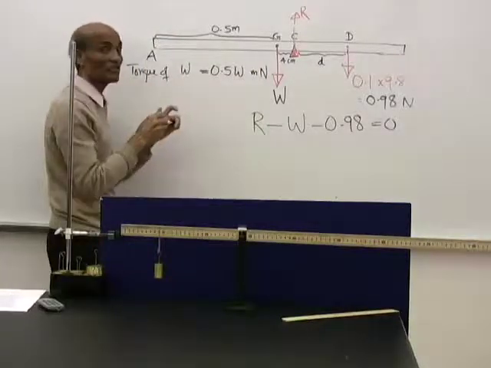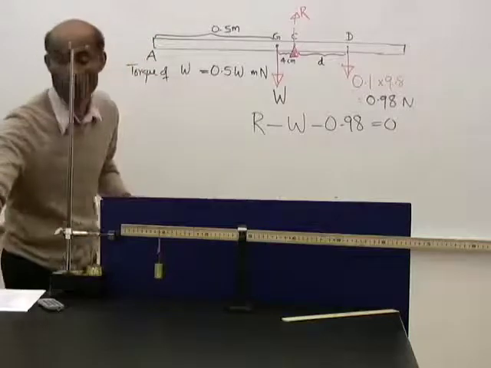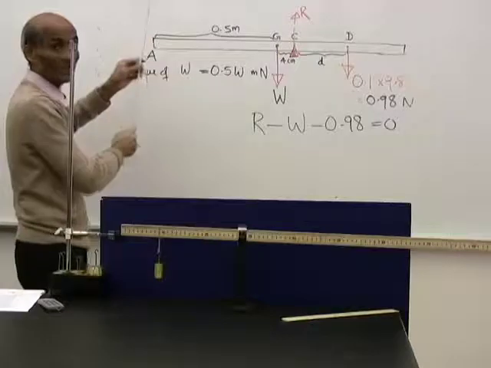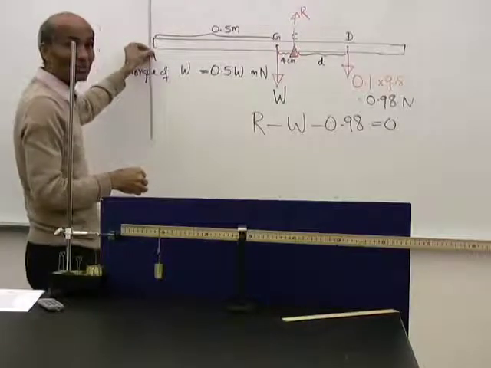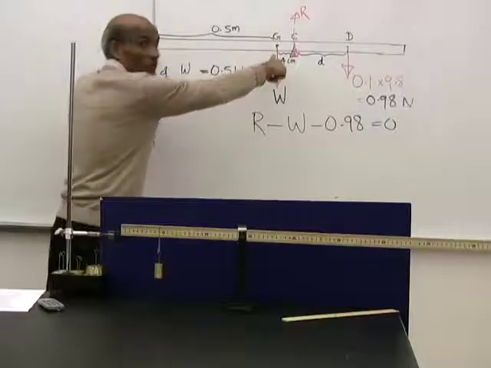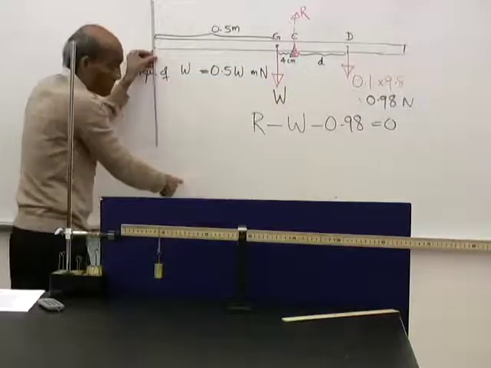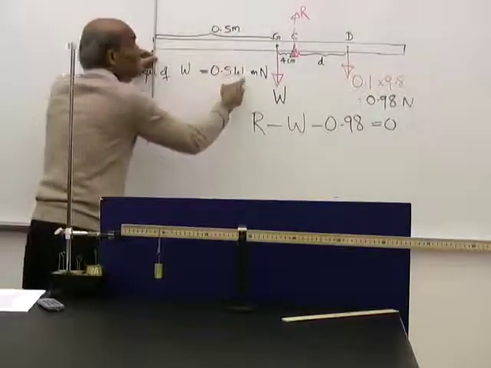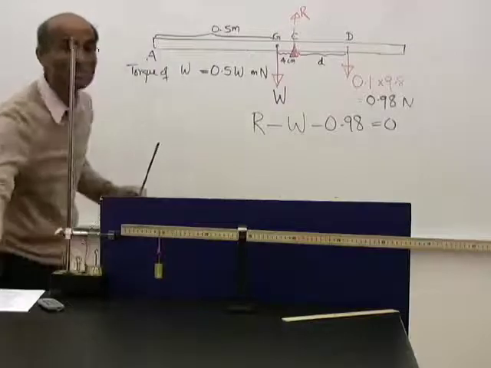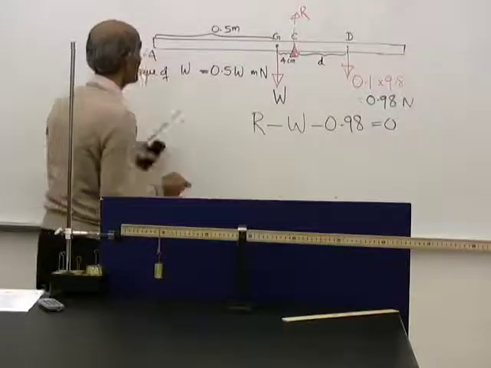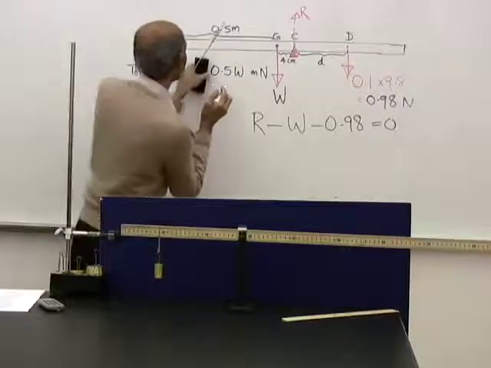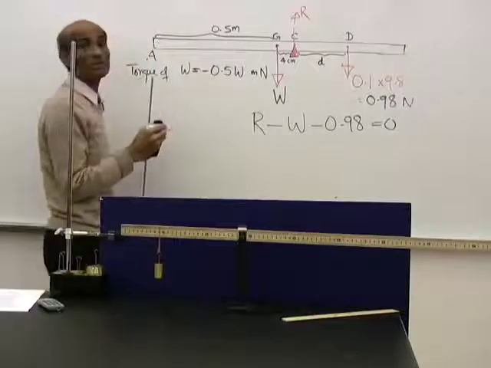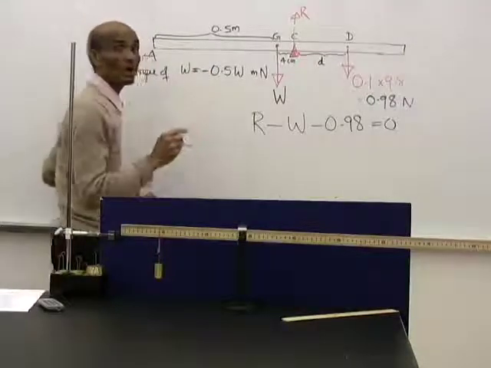Now tell me, is this a clockwise torque or a counterclockwise torque? Now this is our axis. The axis is the axis passing through A. And look at what W can do. W can rotate in a clockwise direction. That means this is a negative torque, and I must make that sign clear there. So that torque is equal to negative 0.5 W meter Newton. It is a clockwise torque.